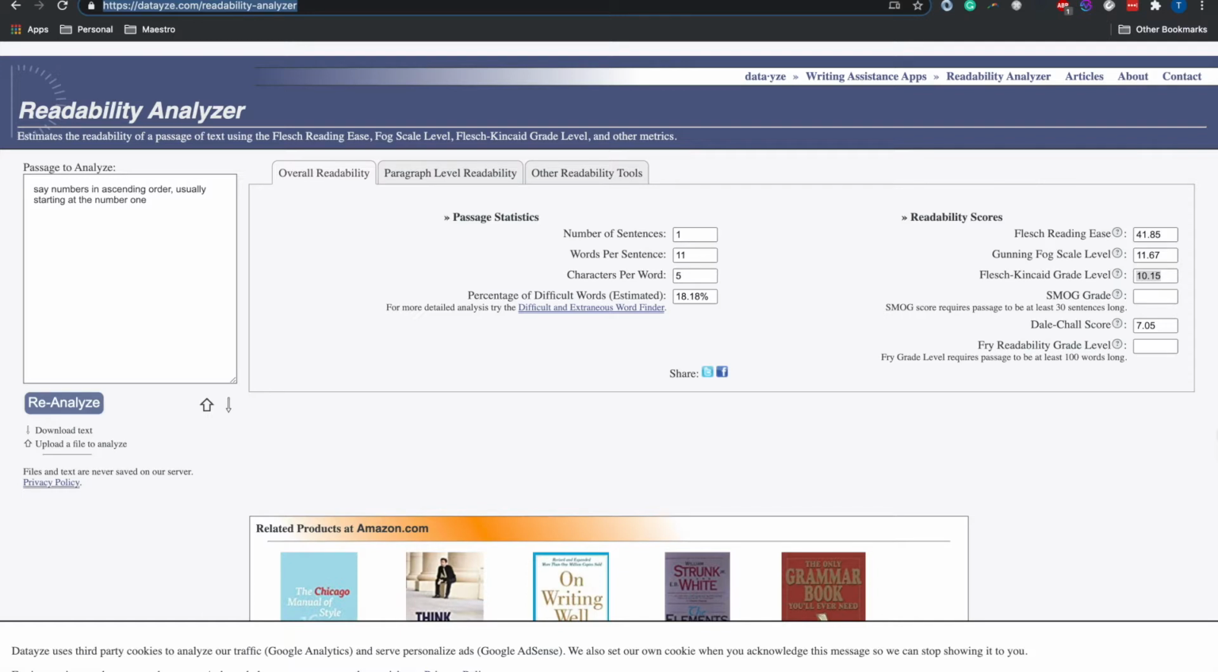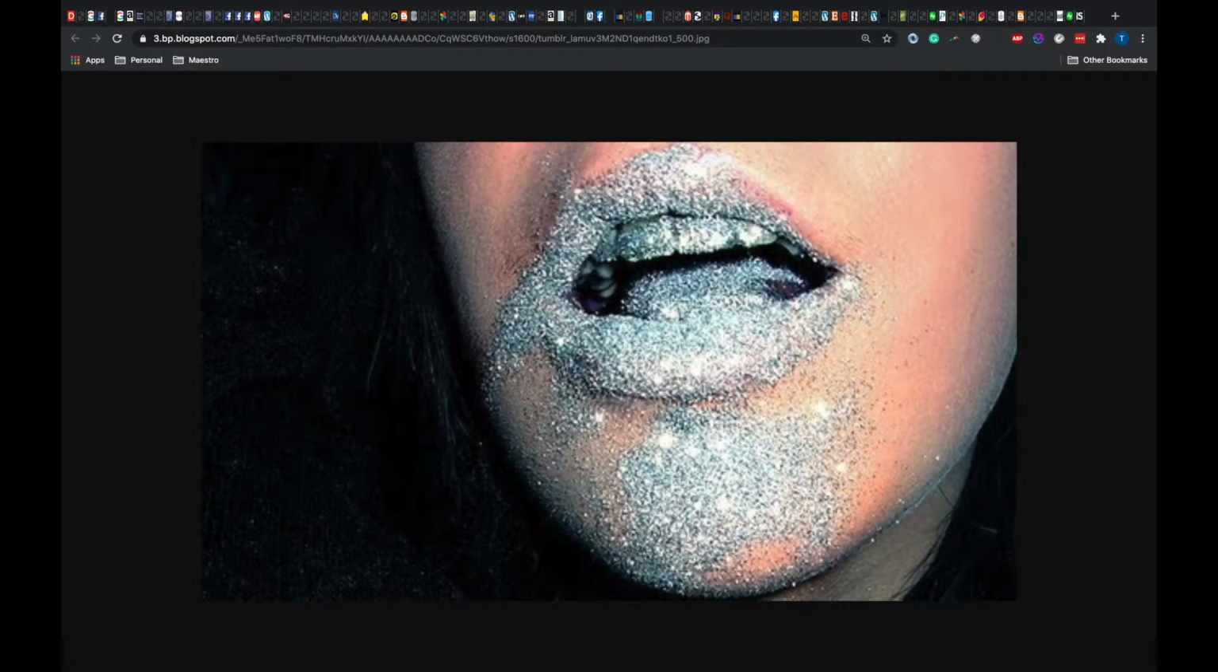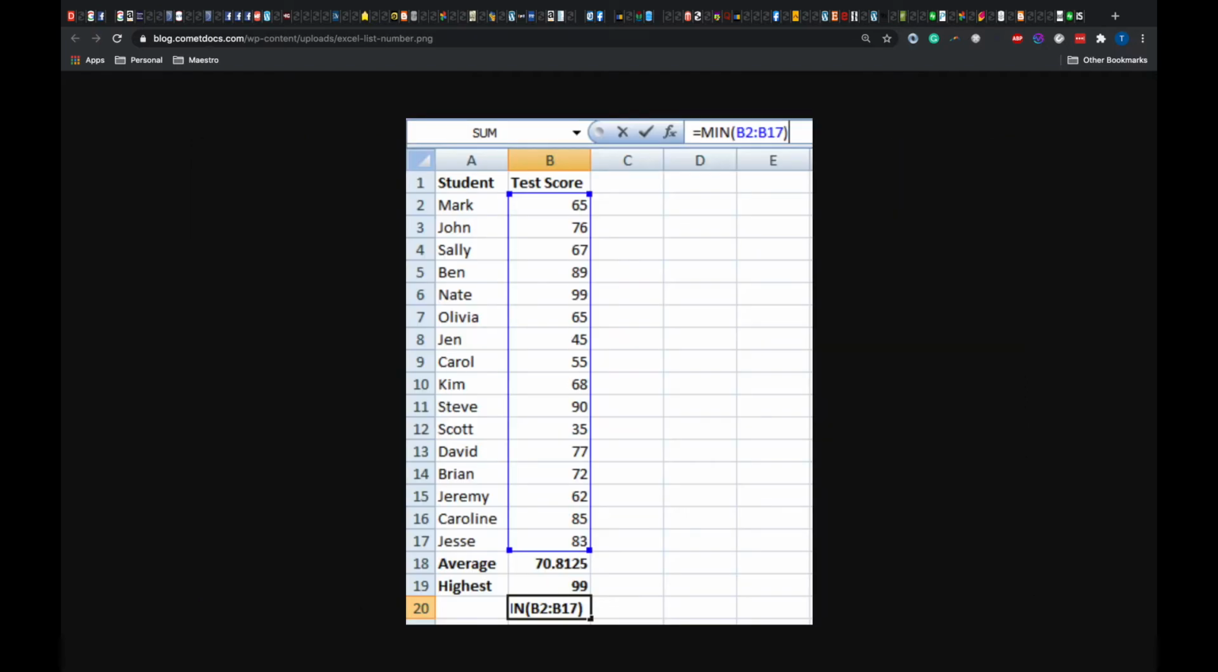Now, let's break down the phrase in ascending order. Merriam-Webster.com defines the expression of in ascending order as arranged in a series that begins with the least or smallest and ends with the greatest or largest. Okay, a bit of a mouthful, but let's examine the example sentence. Test scores are listed in ascending order from lowest to highest.